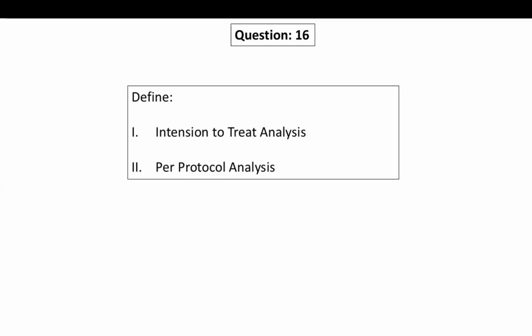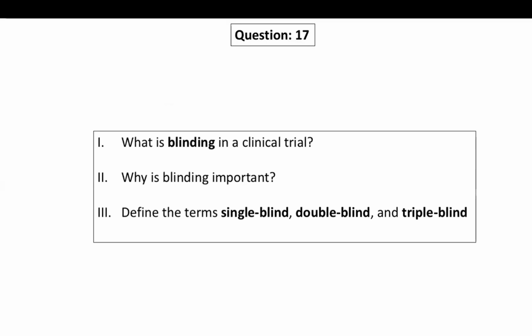So next, what is blinding in a clinical trial? Blinding means concealing the treatment allocation from one or more groups that are involved in the study or trial. How many parties are there in a trial? Three parties are there. Can you name them? Patient, investigator, and the data analyst.